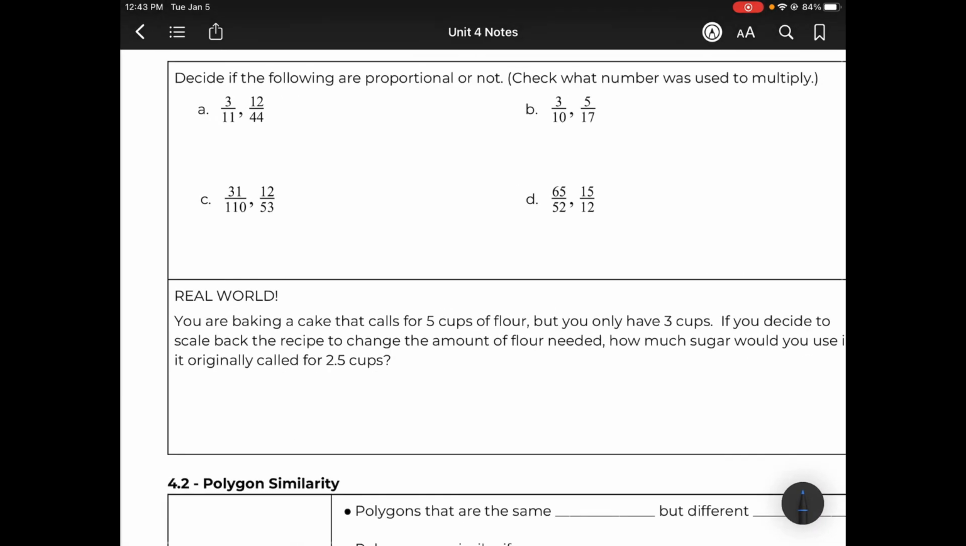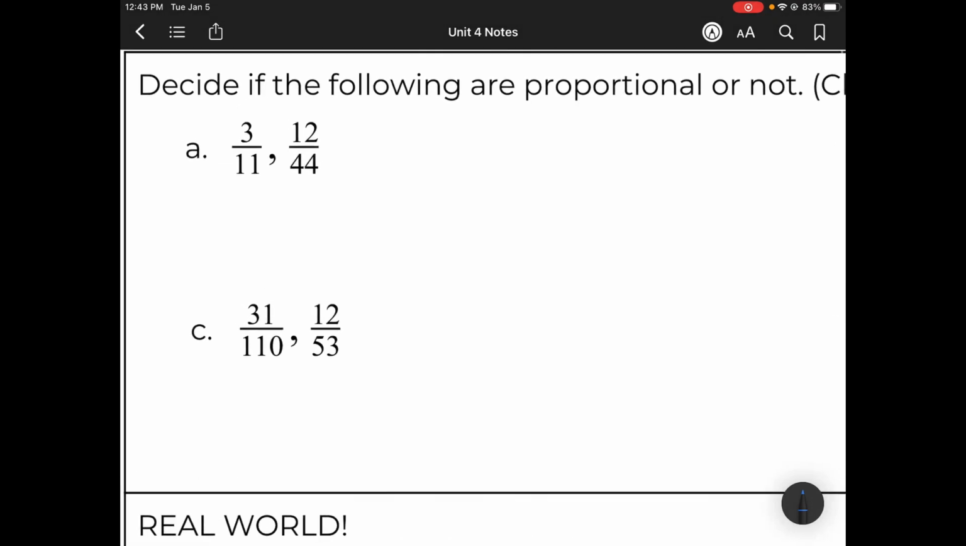As you look at these next examples, though, the directions say to decide if the following are proportional or not. So we're getting a yes or no answer. And it tells you we can check what number was used to multiply. I'm going to do that for the first one, but for a couple others, I'm going to show you some other examples. And I'm actually not going to do all 4 of these. I'll just do 1 or 2.